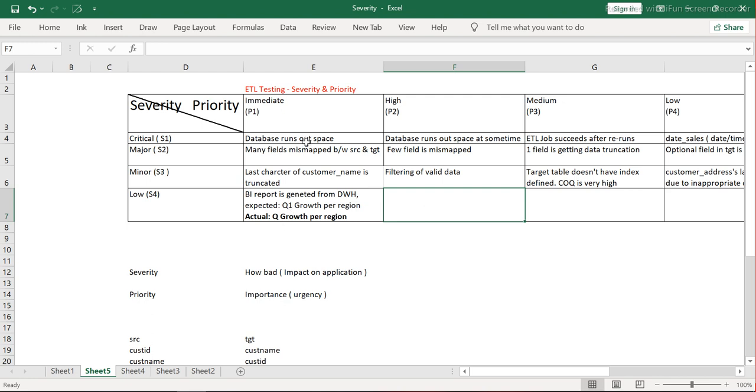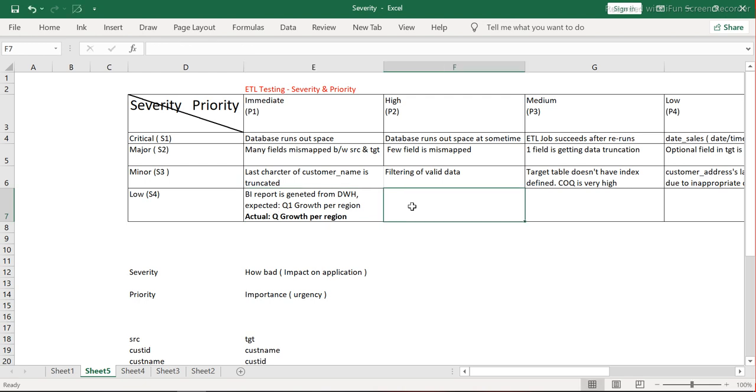Why? Because these reports are shared with the top management, and top management should be able to see proper data. Here it is not proper data. It's saying only Q. It can be Q1, Q2, Q3, Q4, but it's not saying that. This is a UI related issue, and this is on the ETL BI reports that you are generating out of your data warehouse, right?